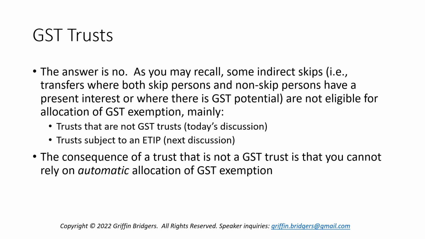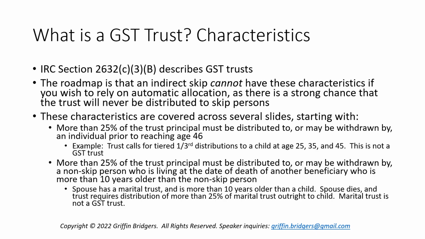Today the focus is on GST trusts, which, once again, I want to remind you, the consequence of a trust that is not a GST trust is that you cannot rely on automatic allocation of GST exemption. As we'll see, you can manually allocate. It may be a waste of the GST exemption, but generally you can't rely on automatic allocation if, for example, you fail to file a gift tax return or you file a gift tax return late.